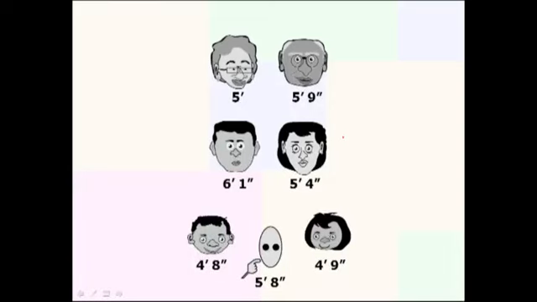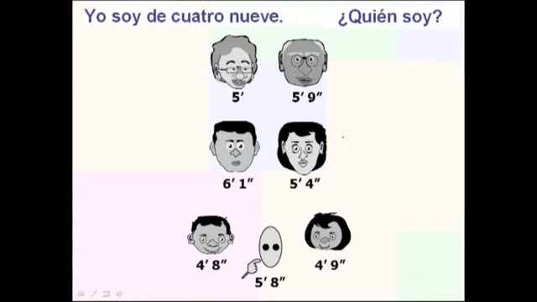On this one, I want you to write your answer, the name of the person, the family member. Here we go. ¿Quién soy? Yo soy de 4'9". Let's check it. Should have written hermanita. Yo soy de cinco pies. ¿Quién soy?